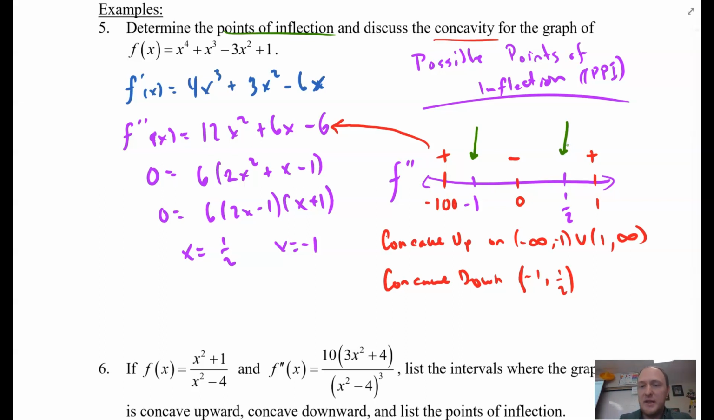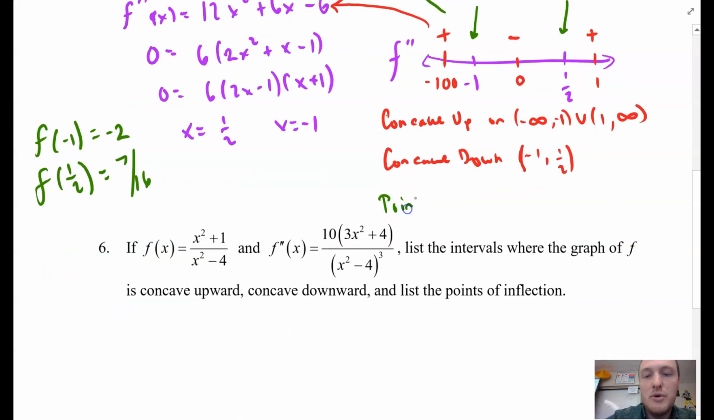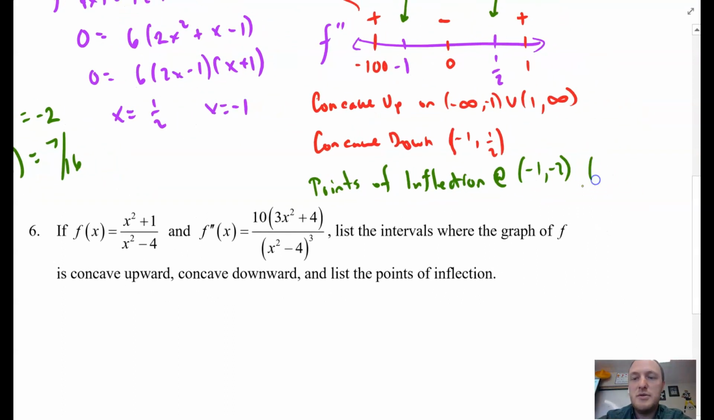Since they do change from positive to negative, I know they are inflection points. So we will take them and plug them into, not that function, but our original function, f of x. So I'll plug in f of -1, and we get -2 out. Then I'll plug in f of 1/2, and you get 7 over 16. So these are your points of inflection: at -1, -2, and 1/2, 7 over 16.